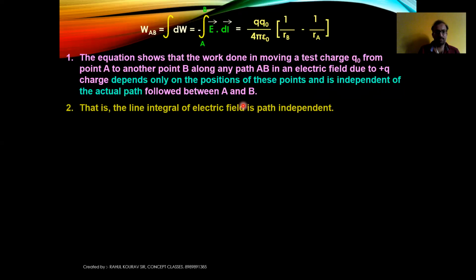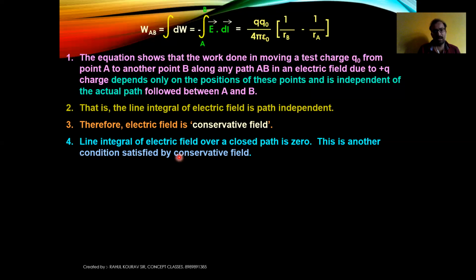What is the next conclusion? The next conclusion is that the line integral of the electric field is path independent. Therefore, the electric field is a conservative field. Another conclusion is that the line integral of the electric field over a closed path is 0. This is another condition satisfied by a conservative field. If you integrate the electric field over a closed path, you will get 0, that is, the closed integration of E dot dl will be equal to 0.